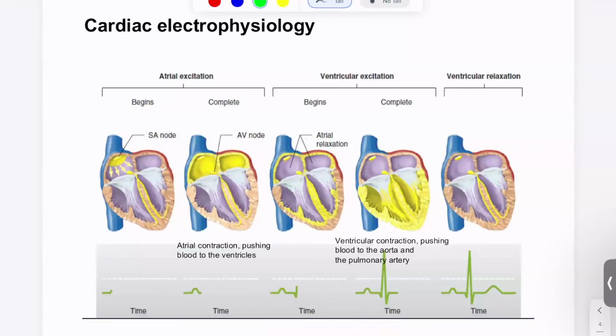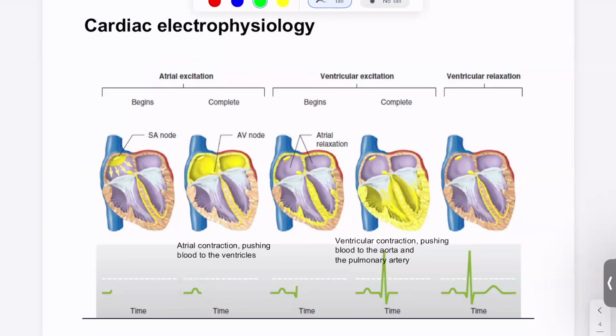This is still the same information, but shown in a different way. Again, everything starts at the SA node. Then electrical impulses travel through atrial muscle, then they arrive at the AV node. This is the atrial excitation process. During this process, the atria will contract to push blood into ventricles. This phase corresponds to the P segment of ECG.